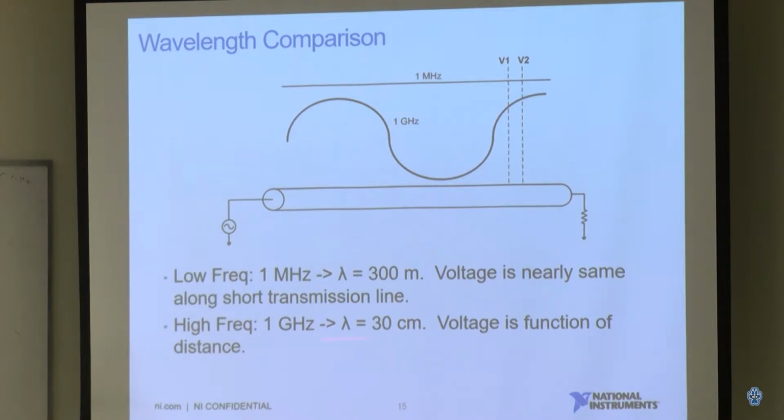But when you go to high frequency, it's a different case. Let's say 1 gigahertz, your wavelength is only 30 centimeters. That means your voltage is a function of distance along your cable or transmission line. So in dealing with different frequencies, you have to consider a different power definition. And this is one of the keys in RF.